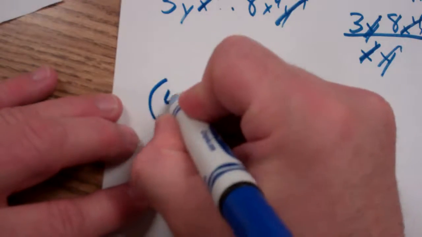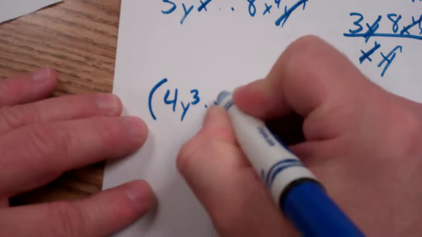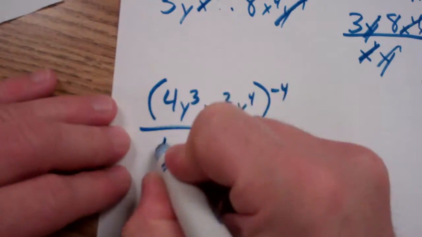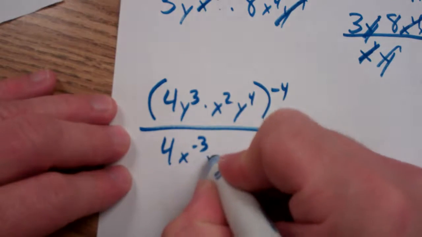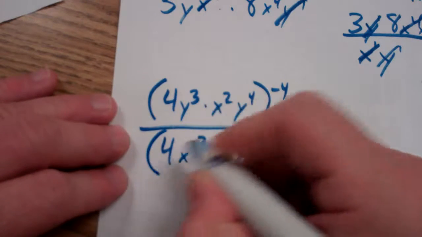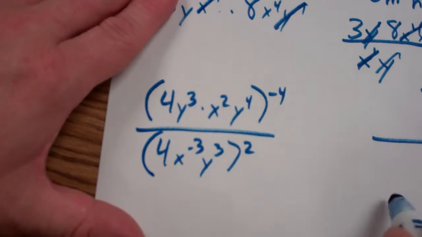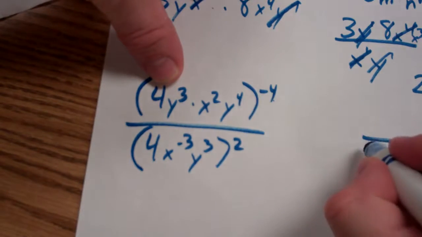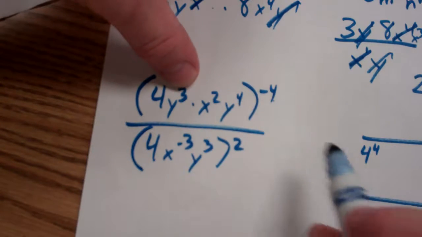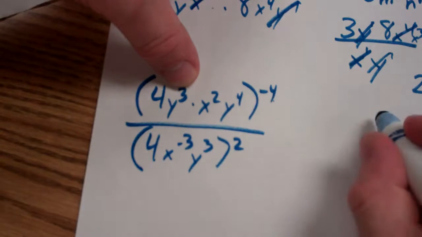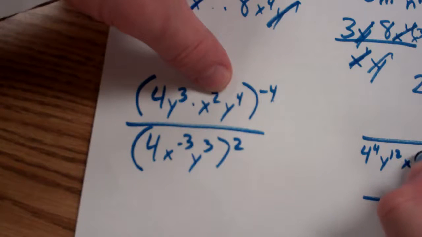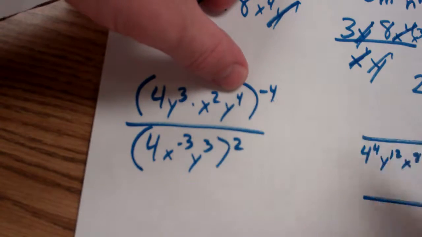4y to the 3rd times x squared, y to the 4th, all to the negative 4th, all over 4x to the negative 3rd, y to the 3rd, whole thing squared. Okay, once again, set up a couple fraction bars. Going to deal with this parenthesis first. So this would be 4 to the negative 4th. I'm going to write it as 4 to the positive 4th on the bottom. Y to the negative 12th on top, so y to the positive 12th on the bottom. X to the negative 8th, so x to the 8th on the bottom. Y to the negative 16th, so y to the 16th on the bottom.